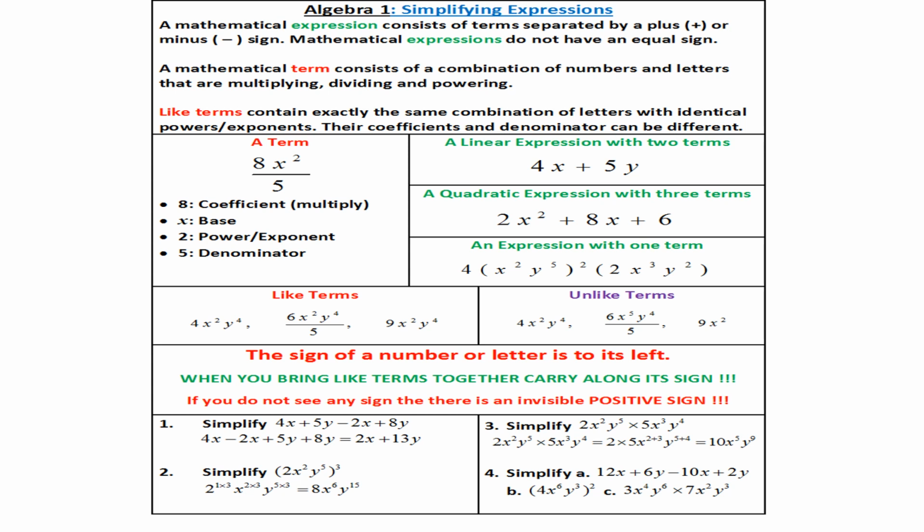The sign of a number or letter is to its left. You must remember that. Once you see a number or a letter, the sign that belongs to it is on the left side of it. So once you watch a number, any sign you see on the left side belongs to the letter or the number. If you do not see a sign, it's inevitably an invisible positive sign.